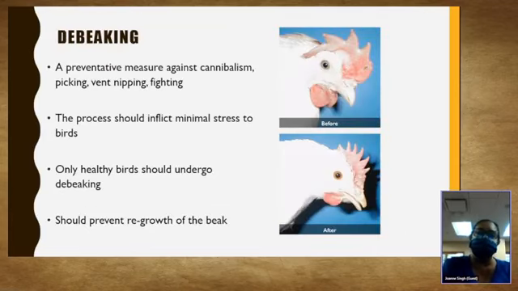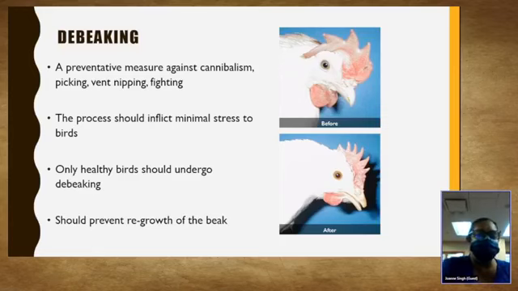And I'll move on to debeaking here because it's at this stage, in the brooding stage, where you might want to do your debeaking. Debeaking is a preventative measure against cannibalism or picking, vent nipping, fighting, when they pick at each other. And when they pick at each other and the blood starts coming out of them, it becomes a vicious cycle in that they don't stop because they get sort of addicted to that. So you don't want that to start. So what you do is that you prevent the beaks from being that sharp so they can't do it. And in order to do so, there's a debeaking process.